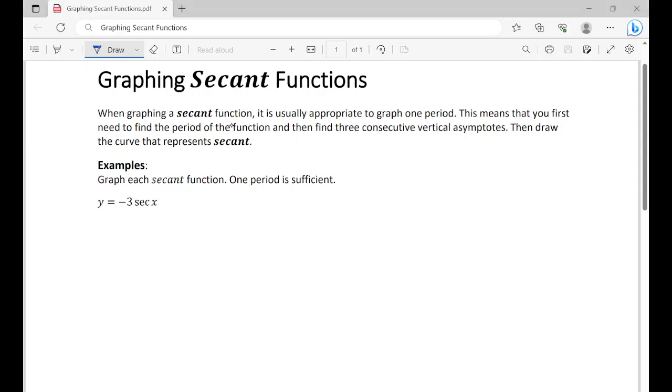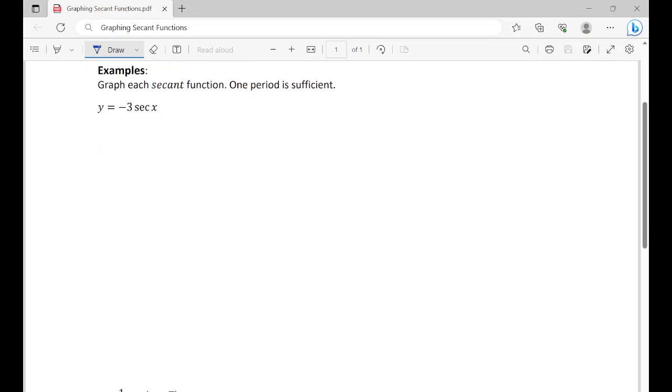When graphing a secant function, it's usually appropriate to graph one period. This means that you first need to find the period of the function and then find 3 consecutive vertical asymptotes. Then draw the curve that represents secant. So we're going to graph each secant function, and again we're going to just do one period.